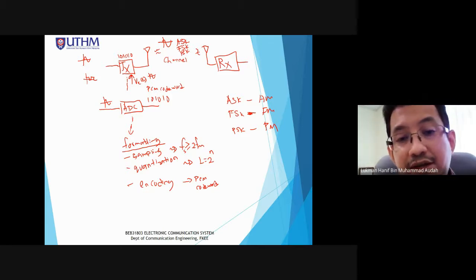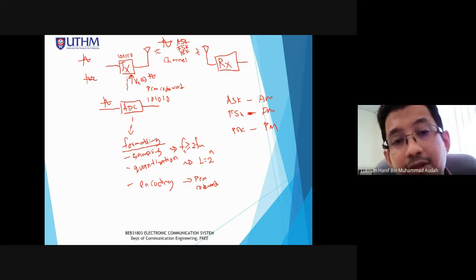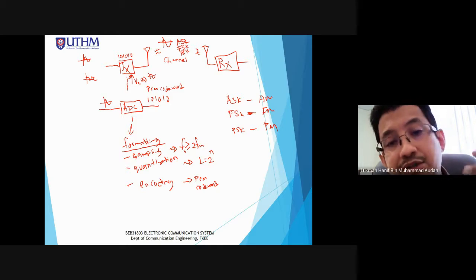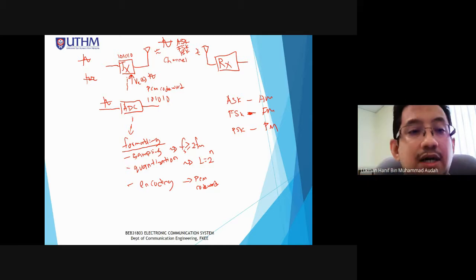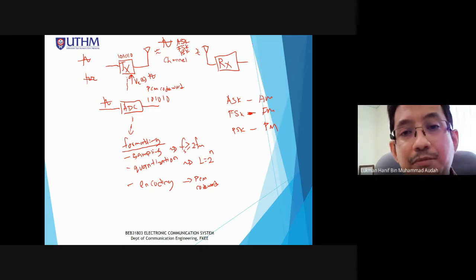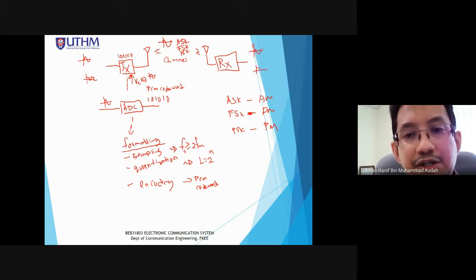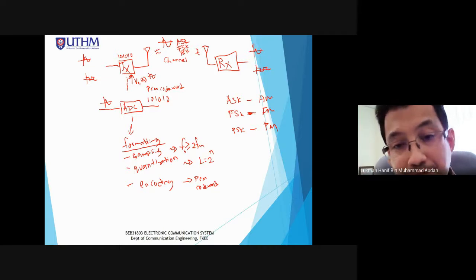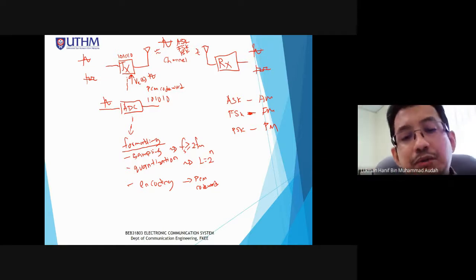Tetapi mesti ingat ASK, FSK dan PSK ini dia membawa digital data ke dalam gelombang udara dalam bentuk analog. So sampailah kepada receiver, receiver akan buat proses, finally demodulation, decoding semuanya, maka terhasillah output di sini. Output kita boleh pilih sama ada kita nak produce analog ataupun kita nak hasilkan digital. It's up to us. Okay. So kita dah lihat kesemua ini ASK, FSK dan juga PSK.